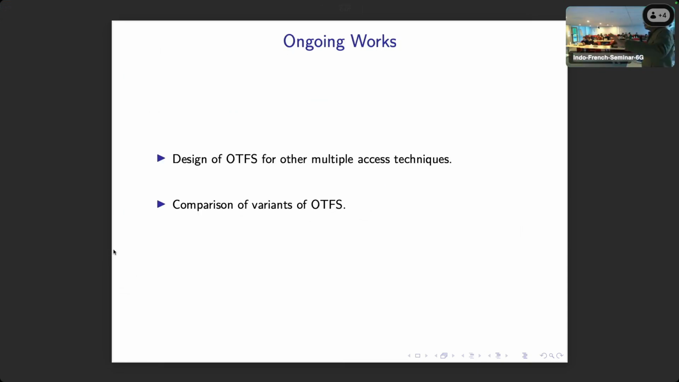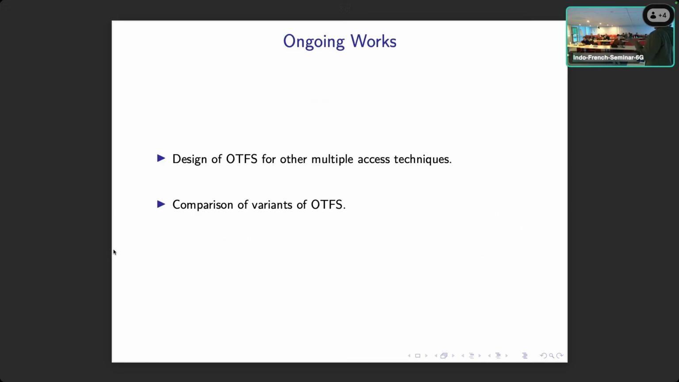Okay, so currently we are working on these two particular fronts. Design of OTFS for other multiple access techniques like rate splitting multiple access and pattern division multiple access, and we are also working on more. In OTFS, different variants have come up like Zak OTFS, orthogonal delay Doppler division multiplexing. So there are different versions. Okay, how to compare these different versions? So we are working to find out the basis functions of these different versions, and we are trying to compare the diversity orders of these versions.